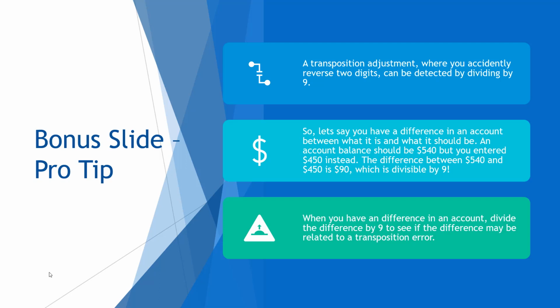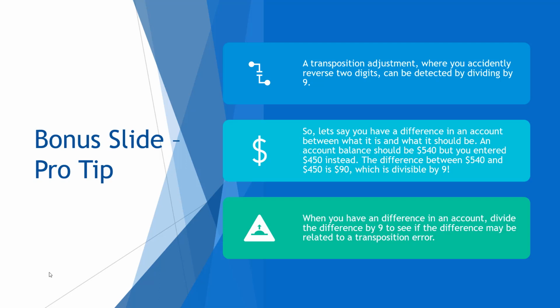Anytime you have a difference, obviously if you know right away the difference is 17, well, that's not going to be divisible by 9, but if you've got a large number, divide it by 9 real quick and say, hey, is it divisible by 9? And by divisible, it has to be an even amount. It has to come out to a whole number. And if that's the case, that can direct you to, okay, maybe I fat fingered something, and let me go back and look and see what that is. So, like I said, this is a handy dandy little tip.